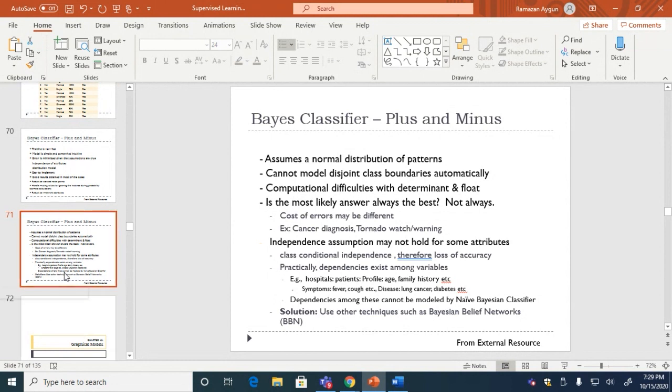Okay. This is the graphical model. All right. So this is the last one about the Bayesian classifier. Do you have questions?